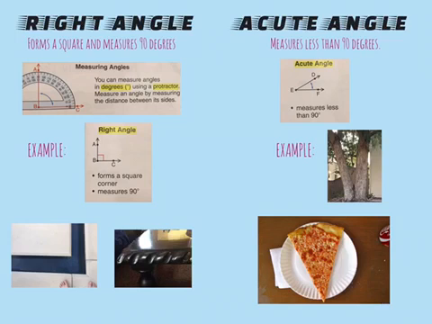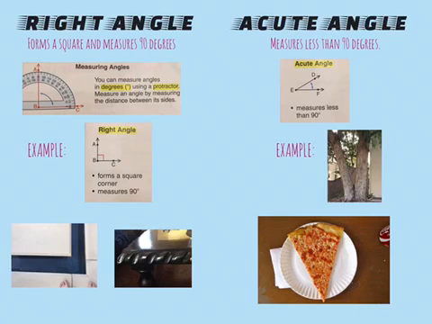A right angle forms a square and measures 90 degrees. You can measure in degrees using a protractor. Measure an angle by measuring the distance between the sides. A right angle forms a square corner and measures 90 degrees.